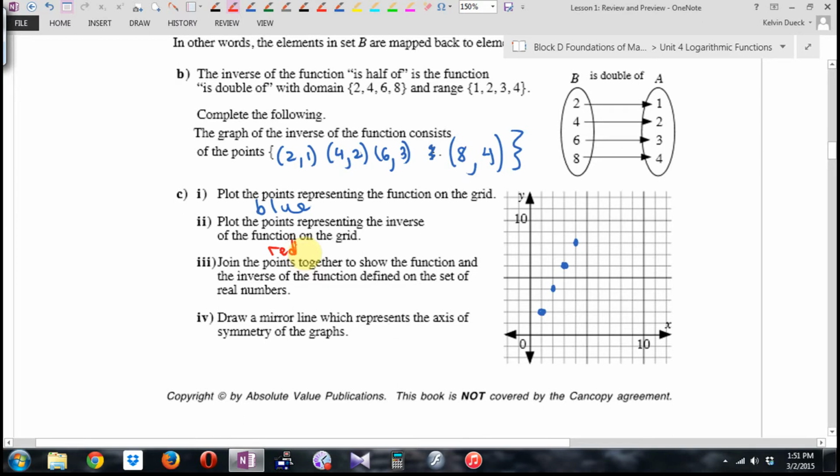The inverse didn't go through 1, 2. It went from 2 through 2 over, 1 up. The inverse didn't go through 2, 4. It went through 4 over, 2 up. The original did not go through 3, 6. It went through 6 over, 3 up. And the inverse does not go through, I think I said the original, the inverse does not go through 4, 8. The inverse goes through 8, 4.